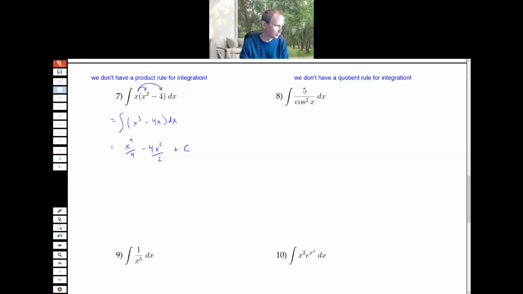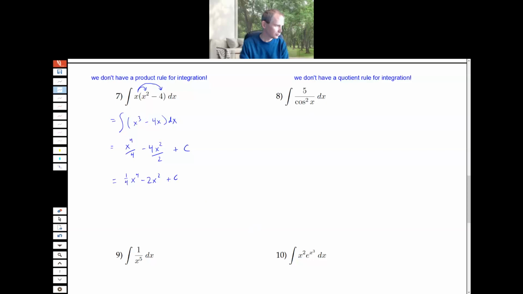Okay. After I integrate, I don't write the integration symbol or the dx, but I do write a plus C. Okay, so there we go. Or to write it more cleanly, 1/4 x to the 4th minus 2x squared. All right. Number 8, similar idea.